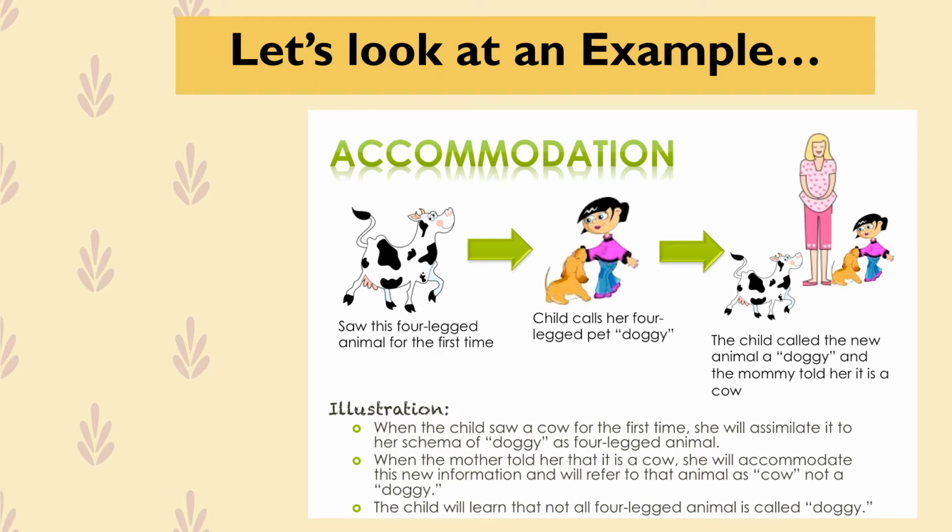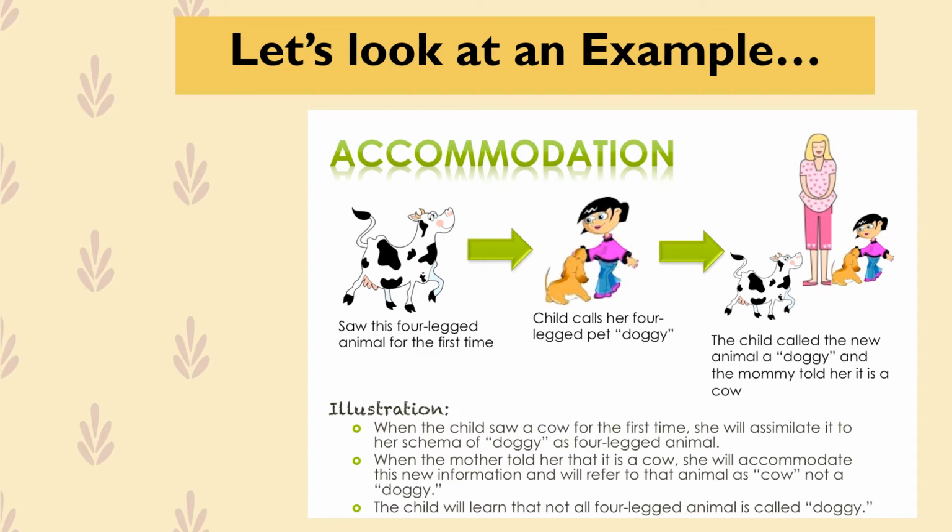So now, rather than calling this animal cow, she's actually calling this animal doggy because that's all she really knows. Okay, she knows that I have a four-legged animal at home. It's got four legs, and I call it doggy. So this new animal, which doesn't really look like my doggy, but also has four legs, is also going to be called doggy. Okay, because both of them have four legs.